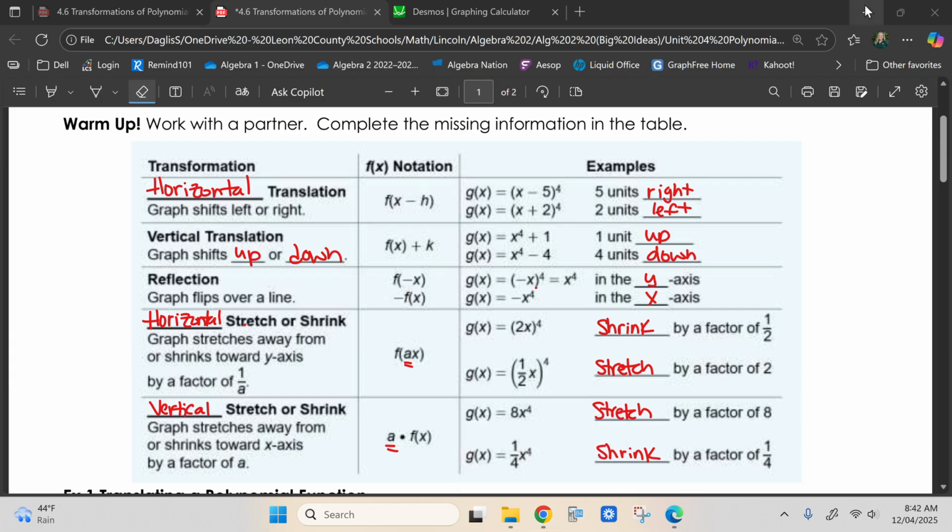Anything being added or multiplied outside of my parentheses is going to affect your y value, so that's a vertical transformation. All of this stuff is still going to apply even though we're doing higher degree polynomials. We've done lines, we've done quadratics, we've done absolute values. Now we're going to do degrees 3, 4, 5 today. But the transformation part is not new. We're just giving it a nice little twist for our polynomial section.